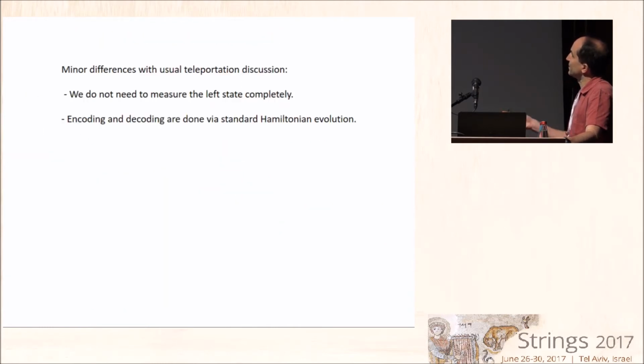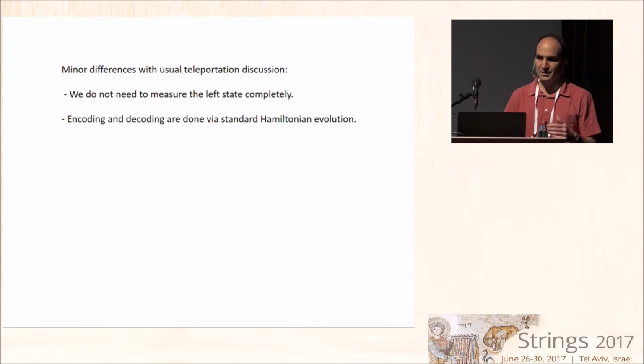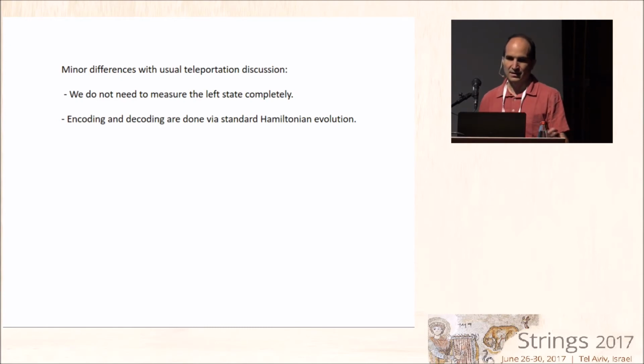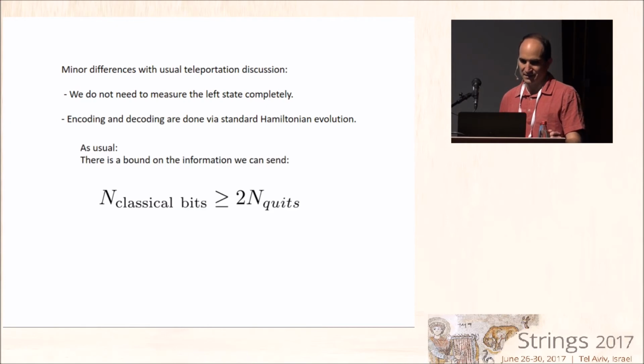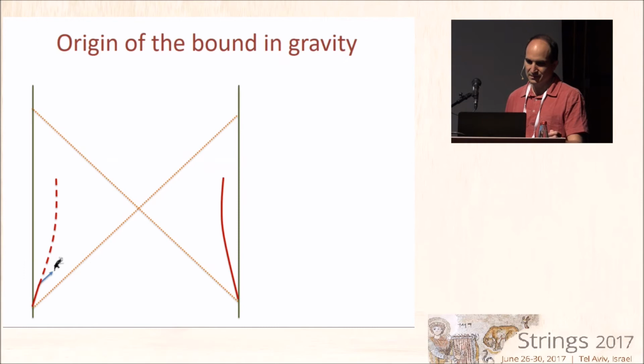There are some very minor differences with the usual teleportation discussion. One minor difference is that we do not need to measure the left state completely. And the other minor difference is that the encoding and decoding operations are done using the standard Hamiltonian evolution in this system. It's important for this that the Hamiltonian is chaotic and so on. And as usual, there is a bound on the information we can send, so the number of classical bits needs to be bigger than twice the number of qubits we want to send.